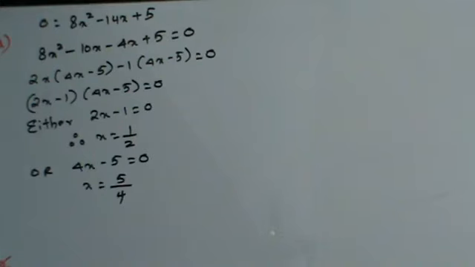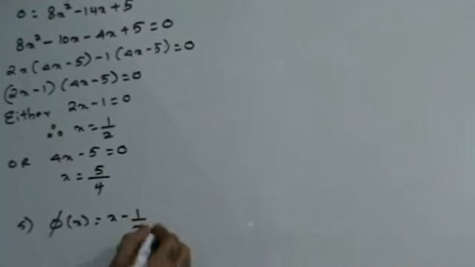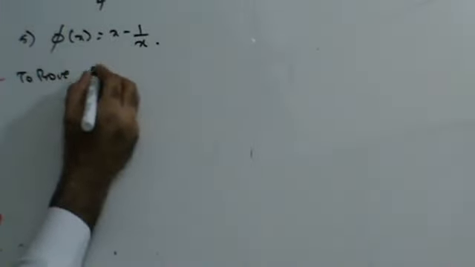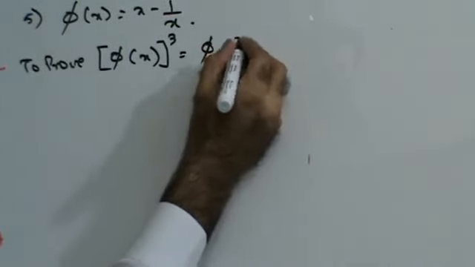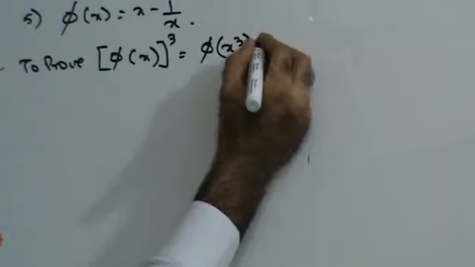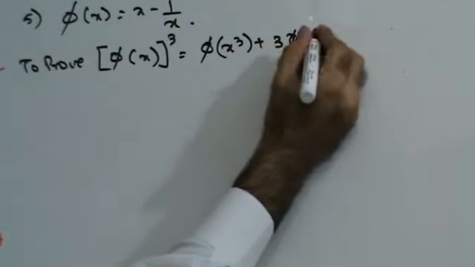Right? Next, let's see the next sum, guys. Phi of x is equal to x minus 1 upon x. You have to prove that phi of x the whole cube is equal to phi of x cube plus thrice phi of 1 upon x.